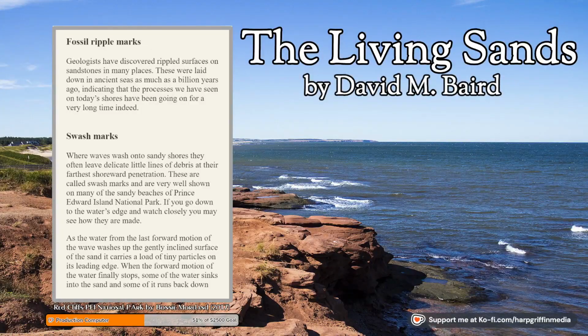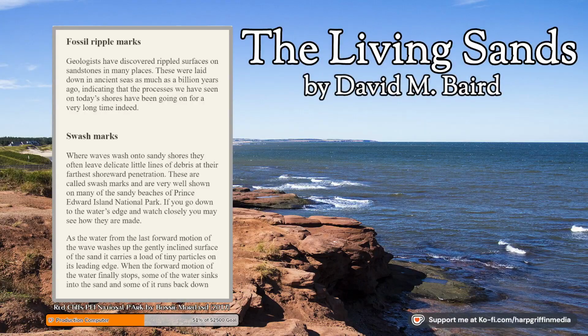Fossil ripple marks. Geologists have discovered rippled surfaces on sandstones in many places. These were laid down in ancient seas as much as 1 billion years ago, indicating that the processes we have seen on today's shores have been going on for a very long time indeed.